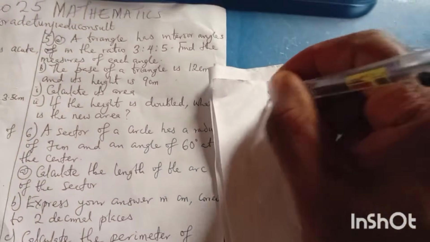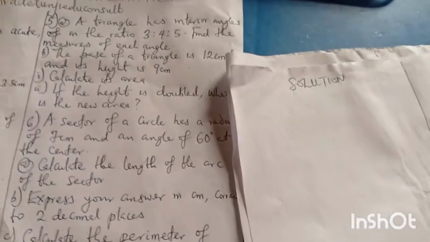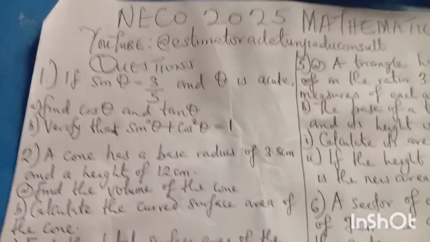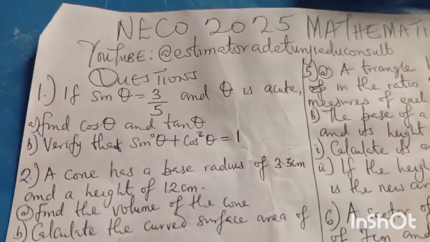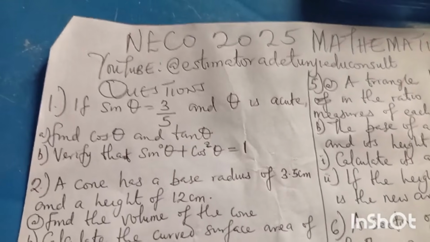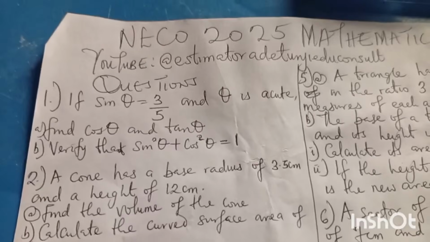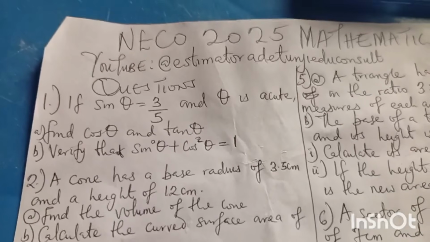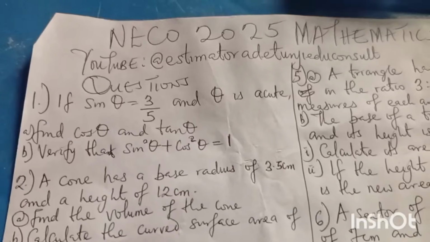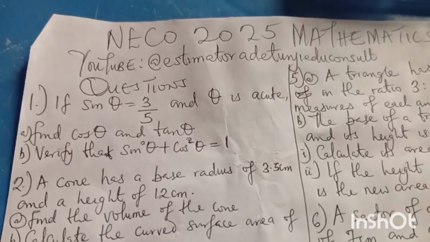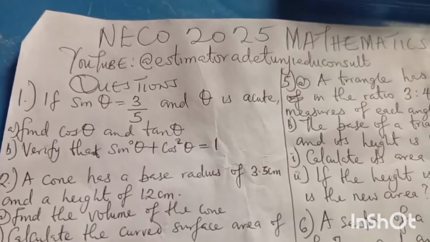This is my paper. I'm rolling it right now. I'll make this place to be my solution page. The first question here says, if sine theta equals 3/5 and theta must be an acute angle, find cos theta, find tan theta, and verify that sine squared theta plus cos squared theta equals 1. Very simple question, and here we go.